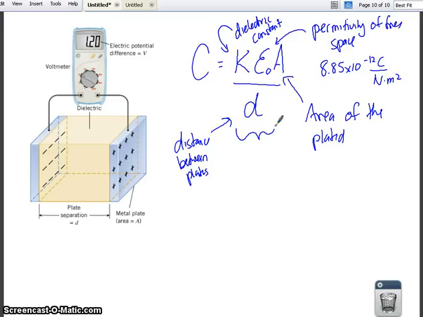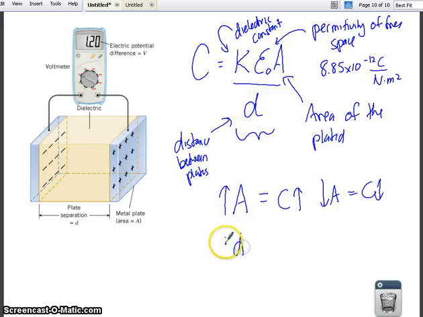If we are able to increase the area of the plates, that means capacitance will go up. You can see these two are directly related. Bigger plates mean more capacitance. If we decrease the area, capacitance goes down. Likewise, if we are able to take these two plates and move them closer together, so if the distance goes down, capacitance goes up. And if distance goes up, capacitance goes down. So this is an inverse relationship, and this is a direct relationship.